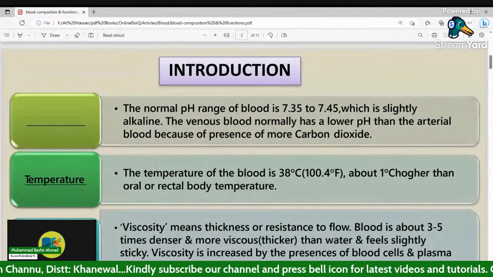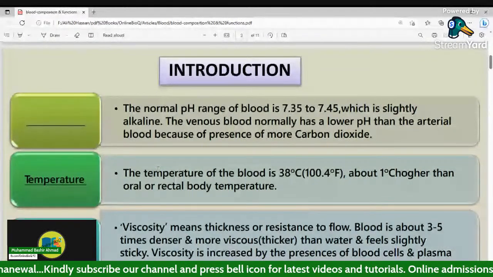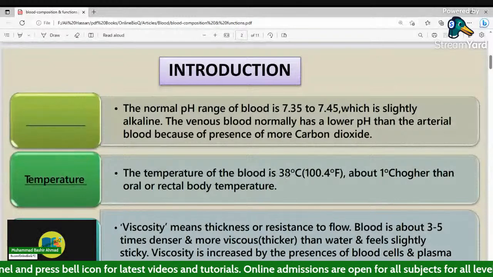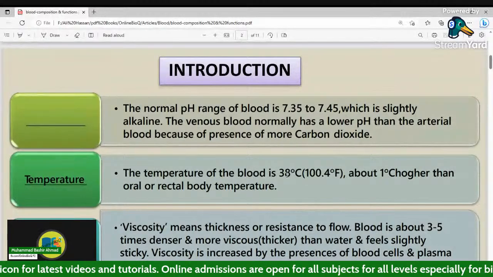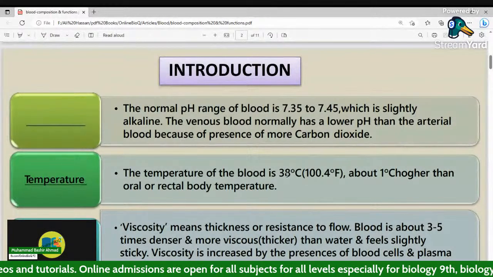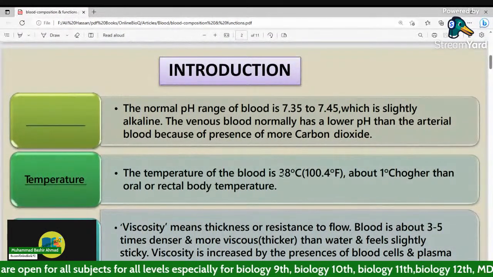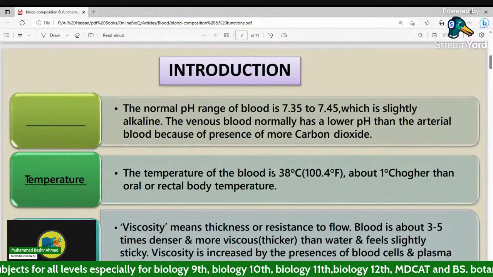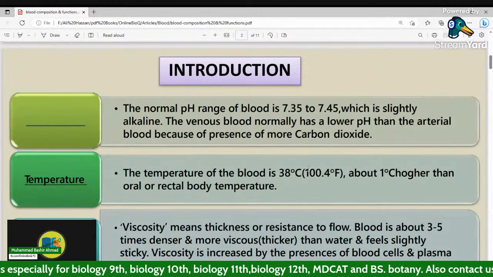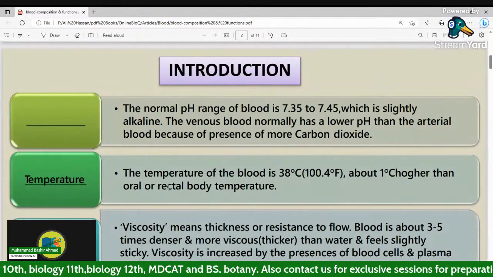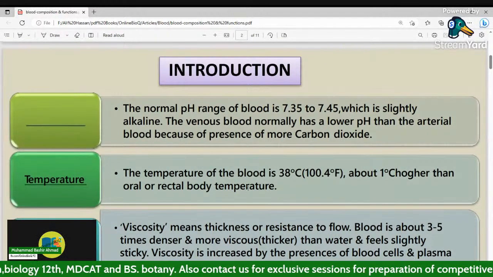Then temperature. The temperature of the blood is 38 degrees Celsius. We know the normal body temperature of humans is 37 degrees Celsius, but the temperature of the blood is 38 degrees Celsius, about 1 degree centigrade higher than oral or rectal body temperature.